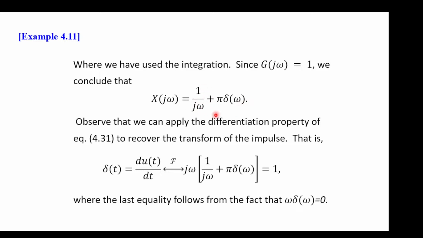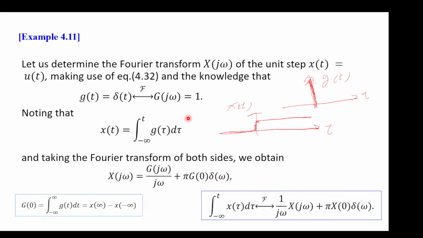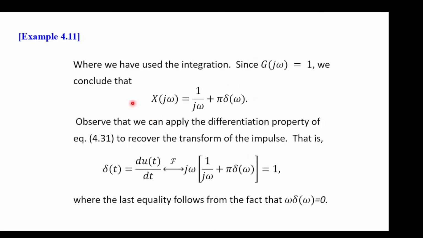You have this 1 over omega singularity, and you also have a delta of omega singularity. But anyway, this is what people think the Fourier transform of the unit step function is. It's very singular, and they look like this. Okay, so this is really singular, but we can make a little sense of it by applying the differentiation formula.